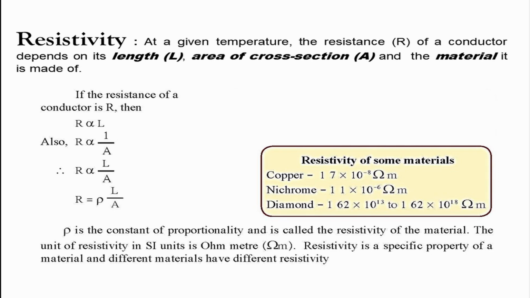When you combine these two relations, we get a proportionality sign which represents this. When the proportionality sign is converted into an equality sign, we get a constant which is known as rho. Rho is nothing but the resistivity of a particular conductor, that is, the resistivity of the material. The SI unit of resistivity is ohm meter. Here we have the resistivity of different materials: copper, nickel, and diamond.